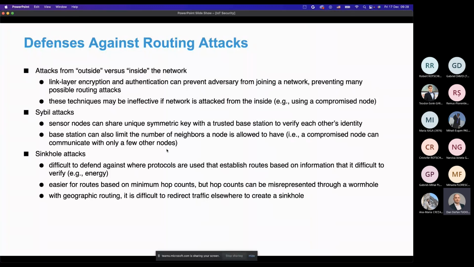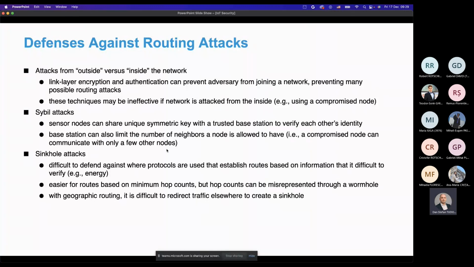Sybil attacks that we've discussed in a previous slide can be addressed by verifying the identities of certain sensor nodes. So for example, each sensor node could share a unique symmetric key with a trusted base station, which can be used to verify each other's identity. And the base station can also limit the number of neighbors a node is allowed to have. That is, even when a node is compromised, it can only communicate with its verified neighbors in this scheme.